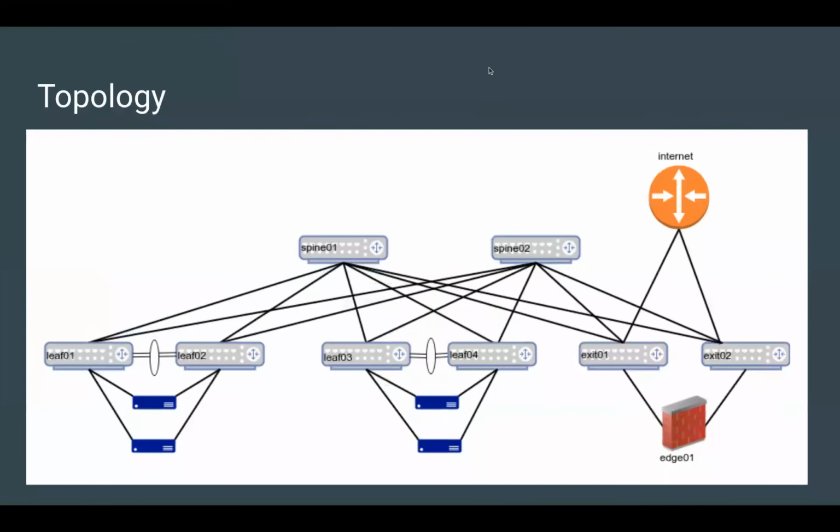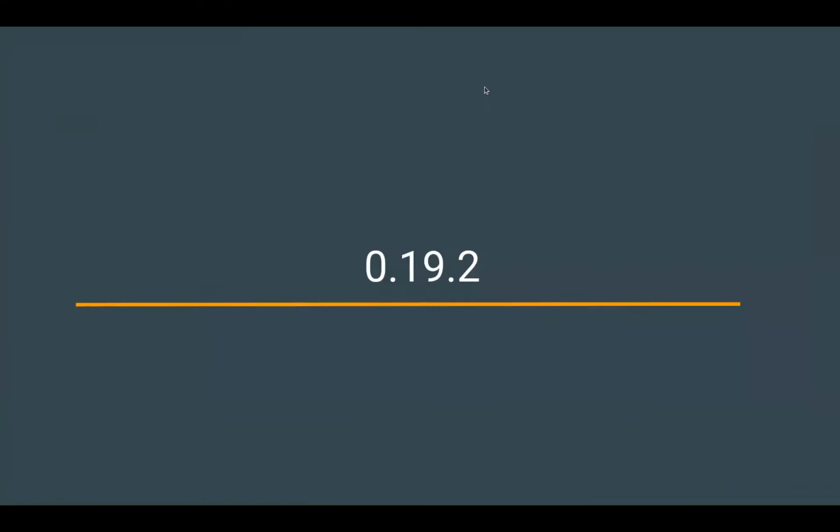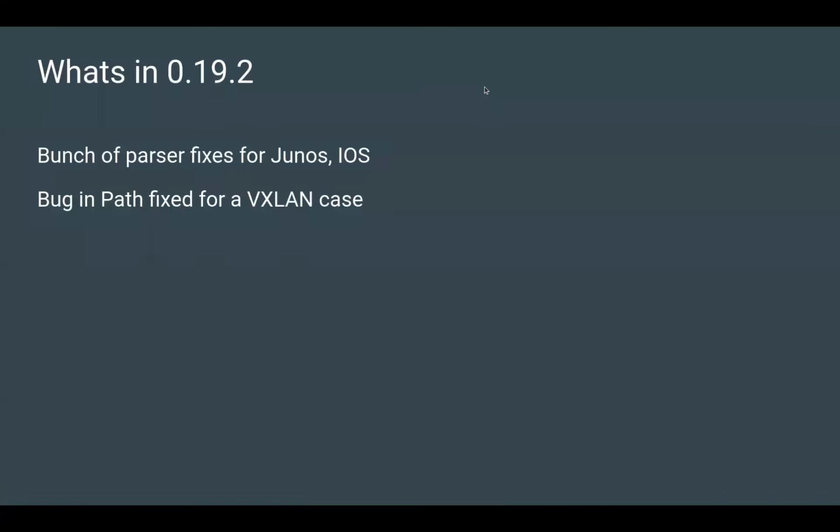Then moving on to what is coming up in 0.19.2. It's a very minor fix. There are a bunch of fixes for Junos and iOS. One of them, Florian, was from you. There is also a bug in paths that has been fixed for VXLAN. Someone from Google sent a path fix. I don't know what they're doing with it, but I got that from a Google engineer. So that's what is coming in.